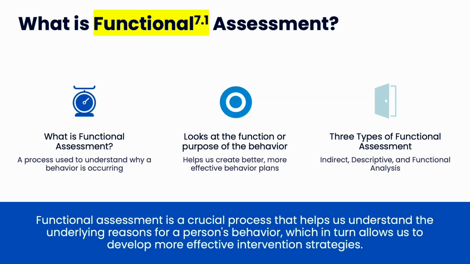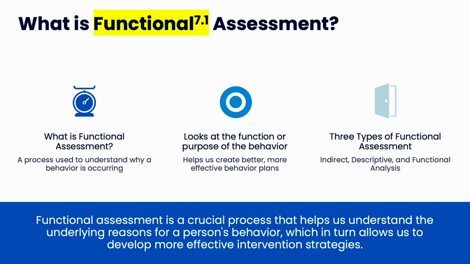So, what is functional assessment? It's the process to understand why a behavior occurs and also to identify how much a behavior is occurring. So, it looks at the function or purpose of behavior and helps us create more effective behavior plans. And similar to preference assessments, there's 3 levels of functional assessment. The least precise and the easiest to do will be indirect. That's what we'll be talking about through this PowerPoint.